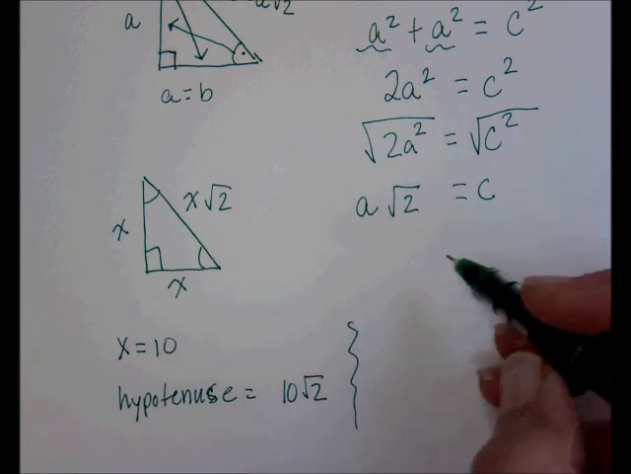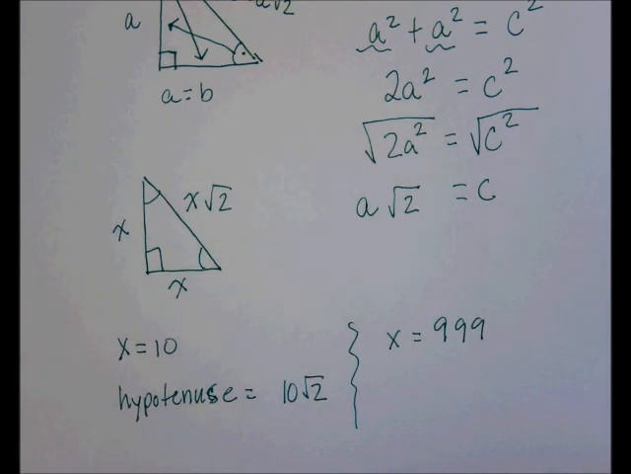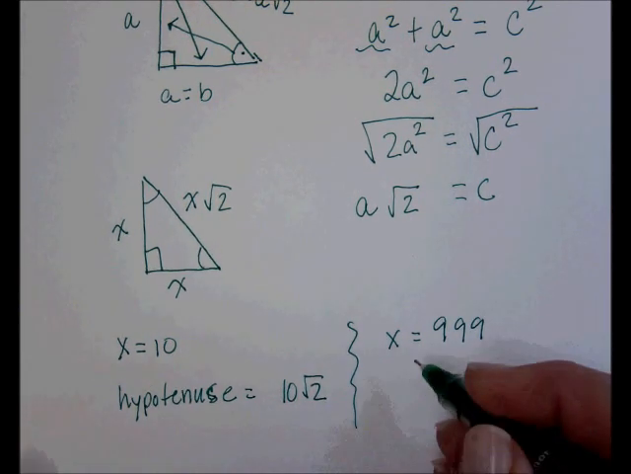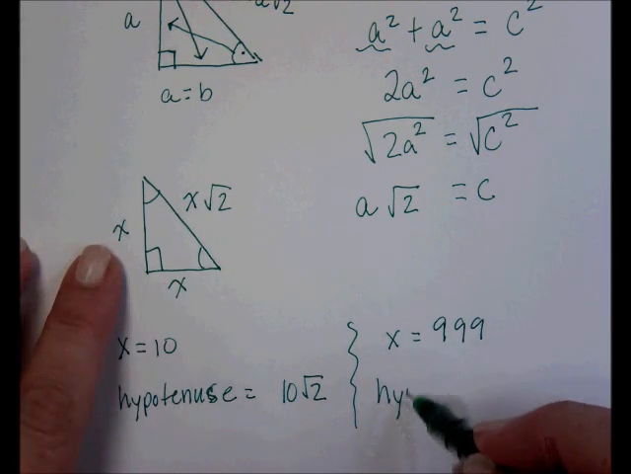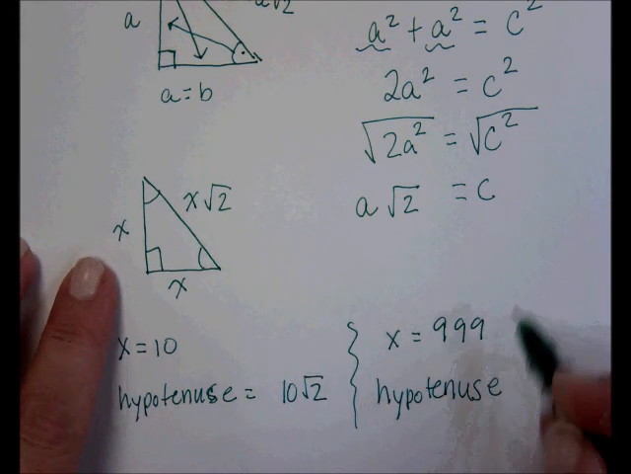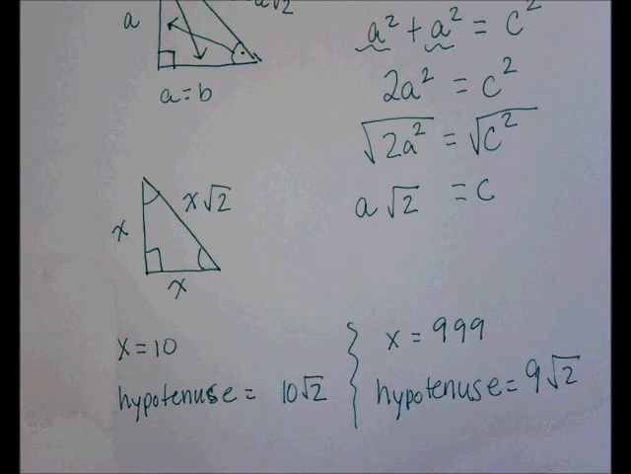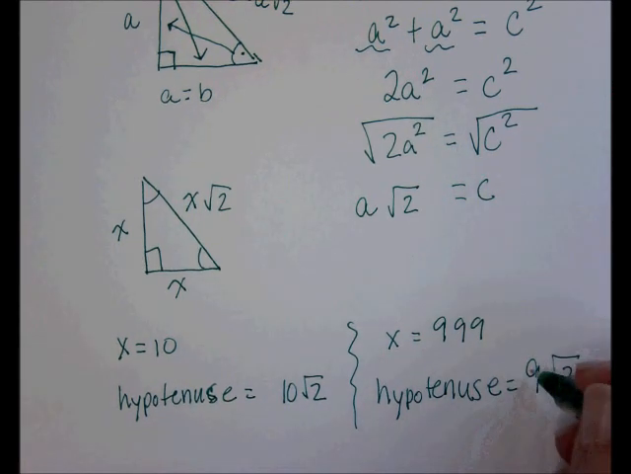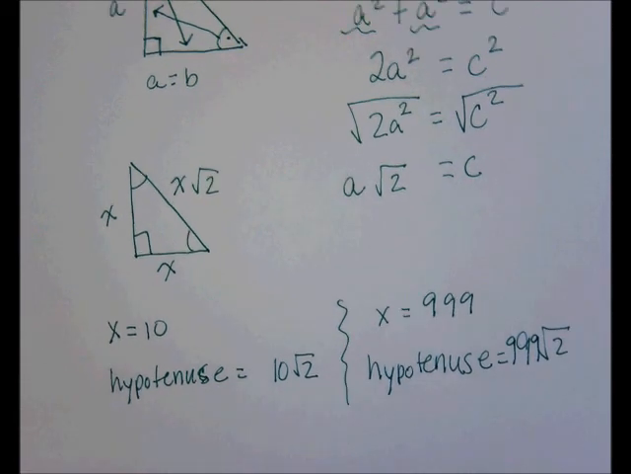Again, if I know that one of my legs is 999, I know that the other leg is 999. And then I know that my hypotenuse is going to be 999 times the square root of 2. 999 radical 2, pardon me. So that kind of helps you get into that situation.